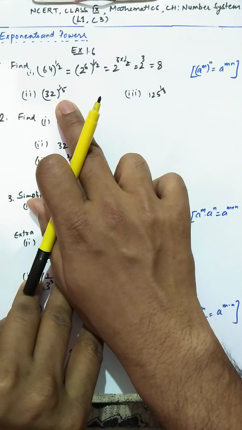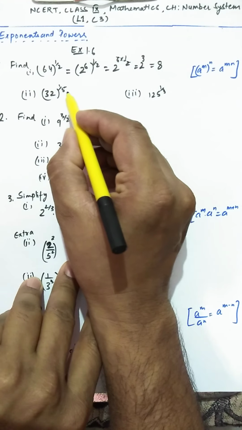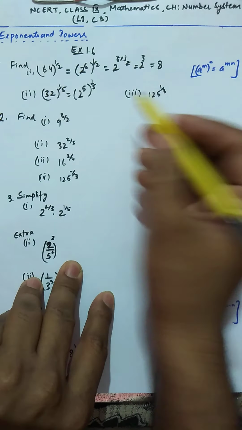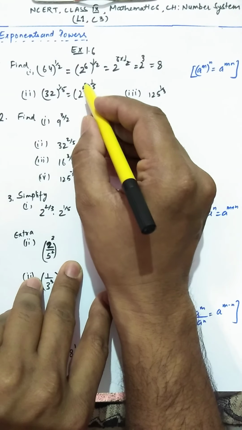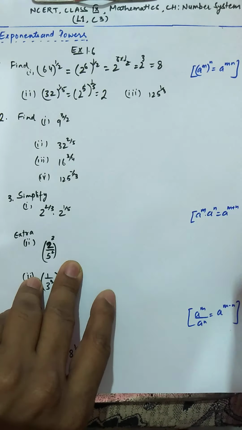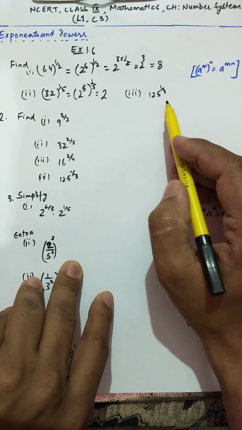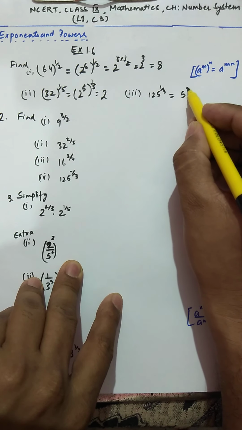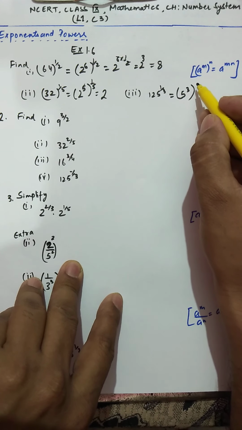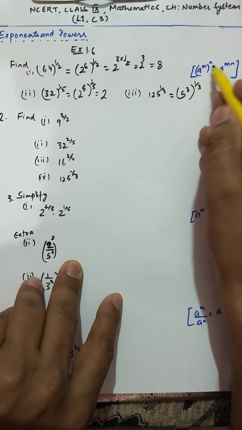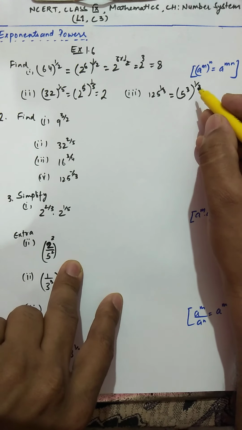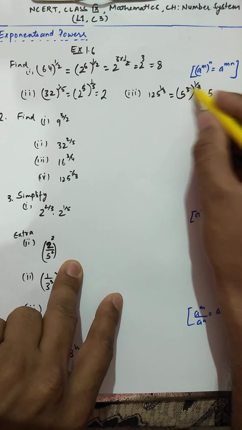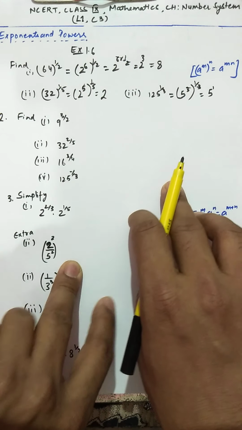Now come to this: 32 to the power 1 by 5. You see that 32 is 2 to the power 5 and this is 1 by 5. If you simplify, this 5 will get cancelled and it becomes 2. Now this is 125 with exponent 1 by 3. 125 can be written as 5 cube and this is 1 by 3. Again we apply this law, and if you multiply 3 into 1 by 3, it becomes 5 to the power 1, because 3 and 3 will get cancelled.